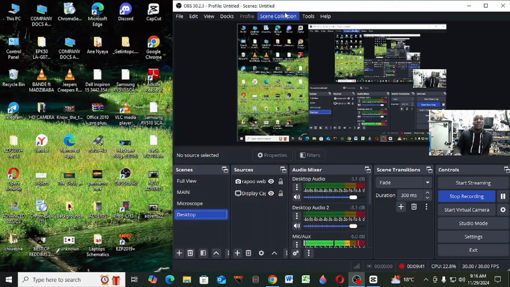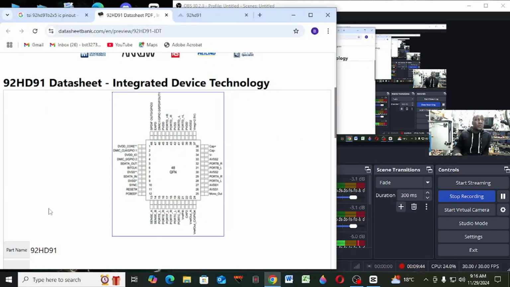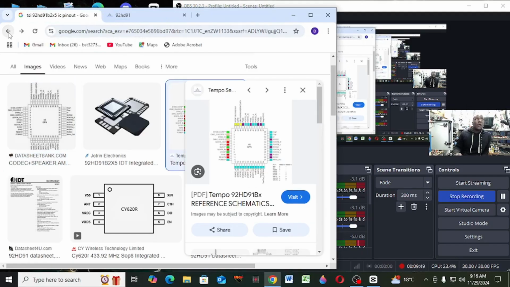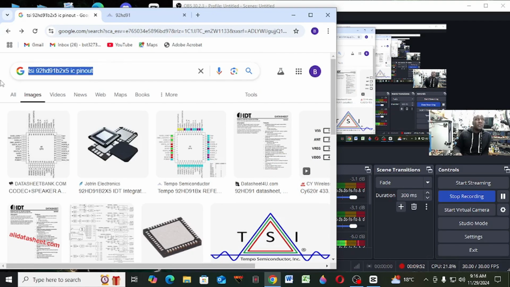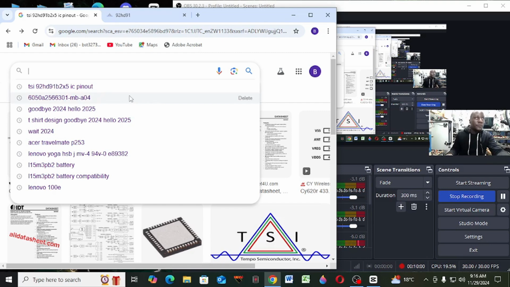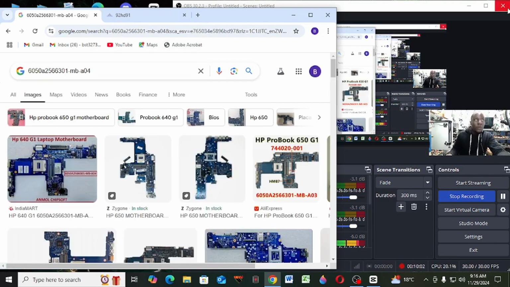So there's no point. But what I want to do is check the model of this motherboard. 605A2566301-MB. This is the HP ProBook 650 G1 motherboard. That's the one.